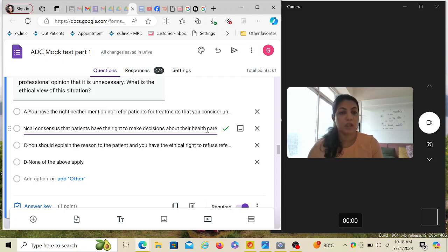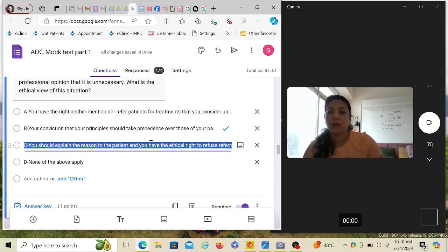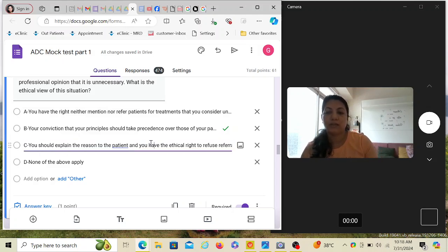That is true. So, if I'm the general dentist and I believe that my opinion should be superior to my patient's opinion, then that is wrong. So, according to the ethical and the legal obligations, if the patient is asking for a referral, regardless of whether I feel it's right or not, I should be referring that patient. This is what it means, and that's why that is the right option. Third option is you should explain the reason to the patient, and you have the ethical right to refuse referral. No, you cannot refuse referral. And D is none of the above.